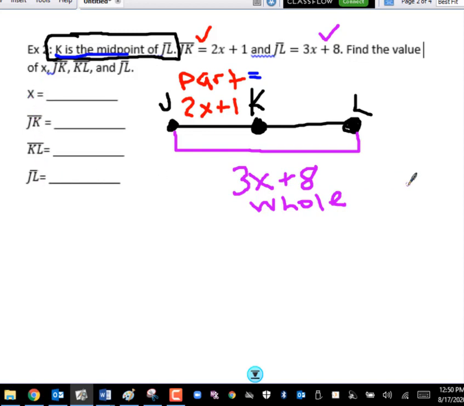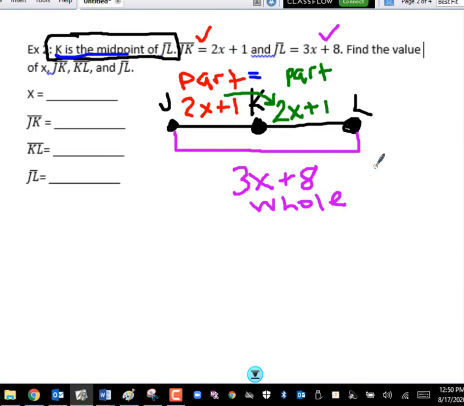So this one is different because this time I only know one part. So am I going to do part equals part? No, because I don't know what the other part is. They didn't tell me anything about it. So what do I do when one of my parts is blank? Well, I know that the two parts are supposed to equal each other. So if I know this one part is 2x plus 1, then I'm going to go ahead and write that on the other side, 2x plus 1. Because they're supposed to be equal.